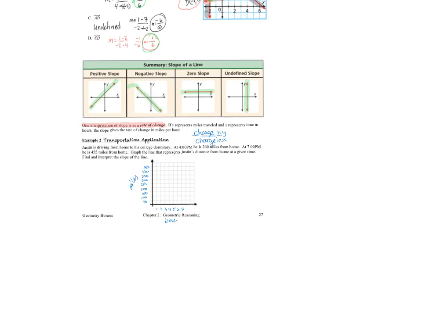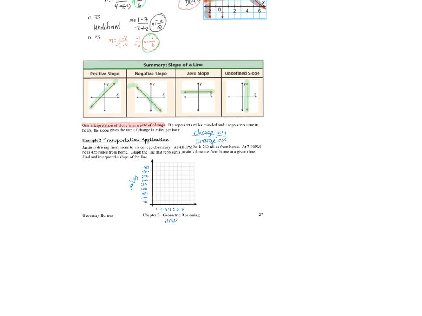Okay, Justin is driving home from his college dormitory. At 4 o'clock, he is 260 miles from home. At 7 o'clock, he is 455 miles from home. Graph the line that represents Justin's distance from home at a given time. Since the miles from home depend on what time it is, the miles are the dependent variable, so I put them on the y-axis, and the time is the independent variable, so I put that on the x-axis. And now I'm going to graph that.